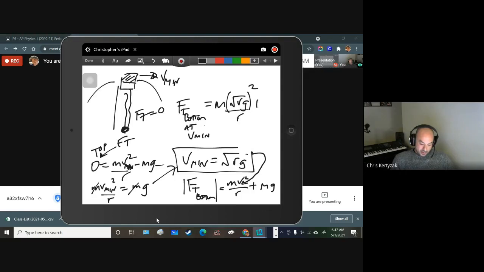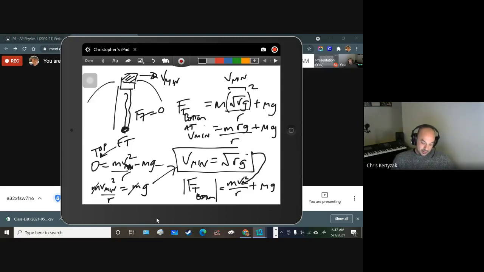squared over r plus mg. What do we get? M, because again, this is our expression for Vmin. So when you square root Rg, you end up with just undoing that, square root over r.